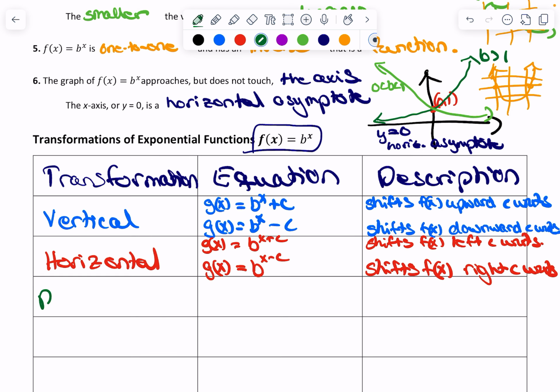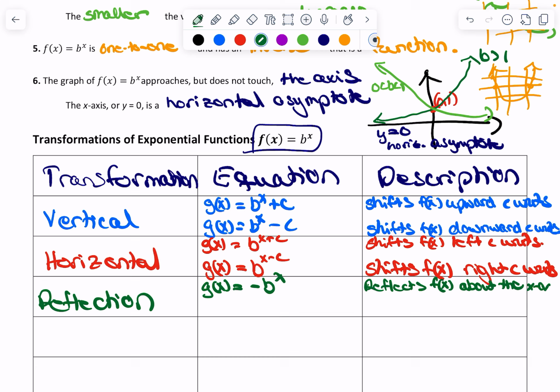Okay, next transformation is the reflection. So if it is g of x equals negative b to the power of x, this reflects f of x about the x-axis. If g of x is b to the power of negative x, it reflects f of x about the y-axis.